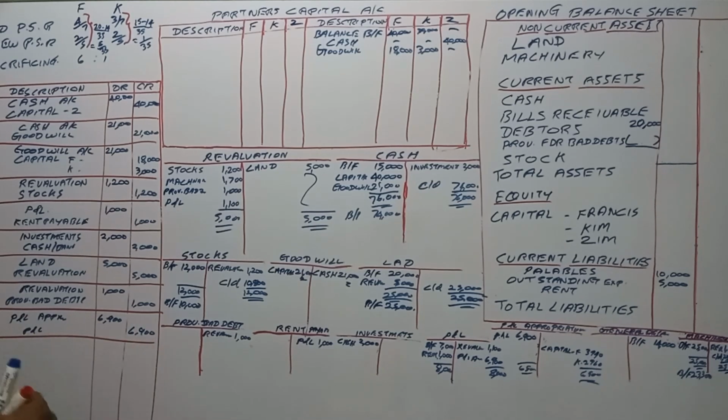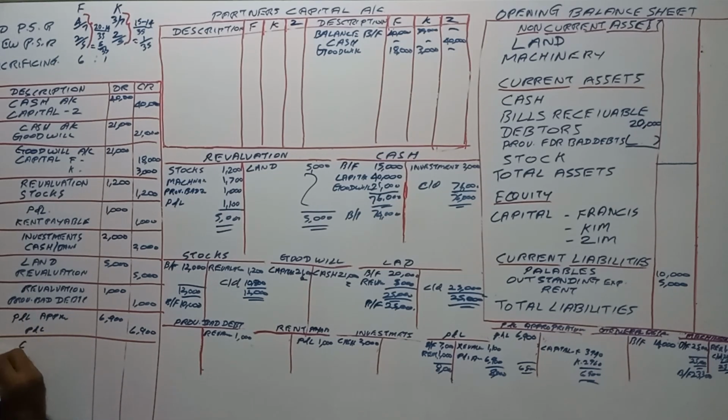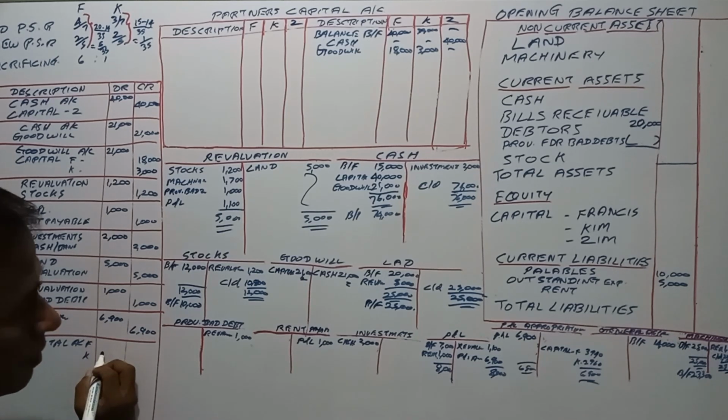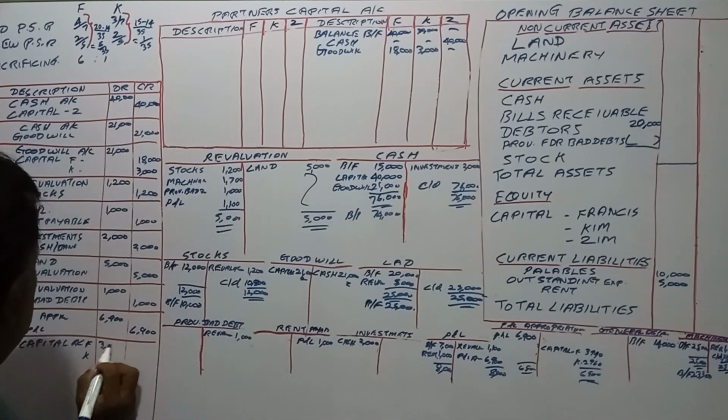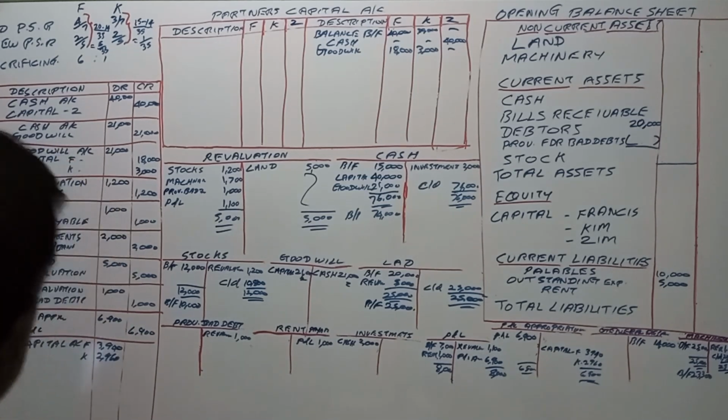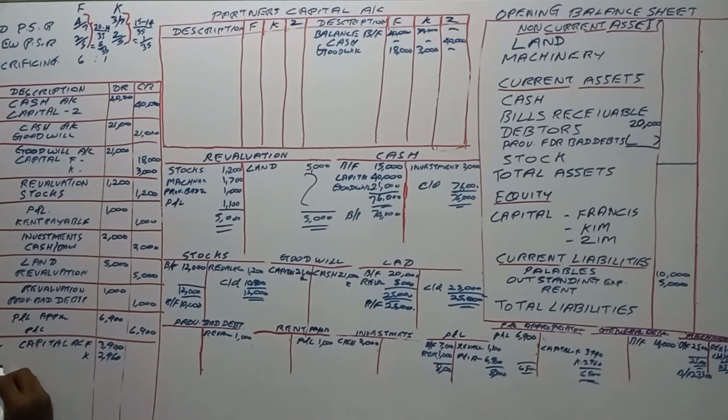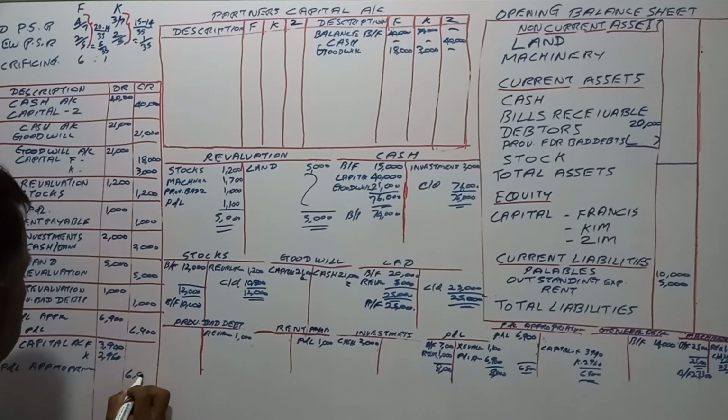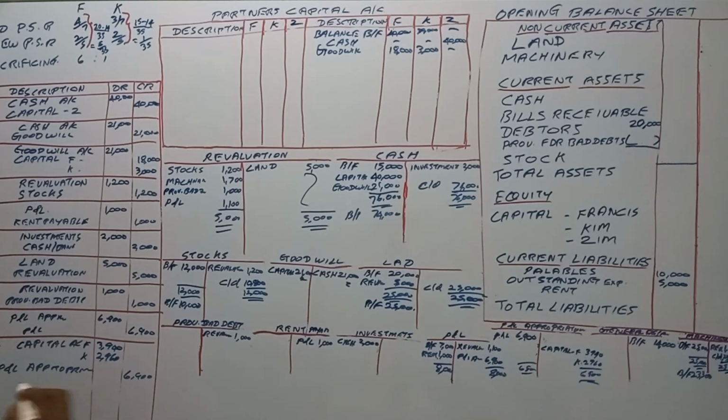And capital account F and K 3,940, 2,960, right? And P&L appropriation account credit 6,900, right?